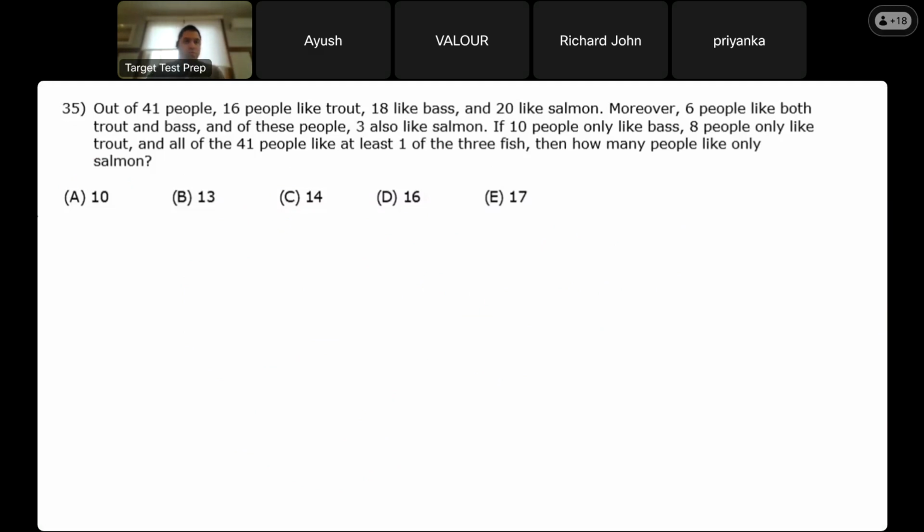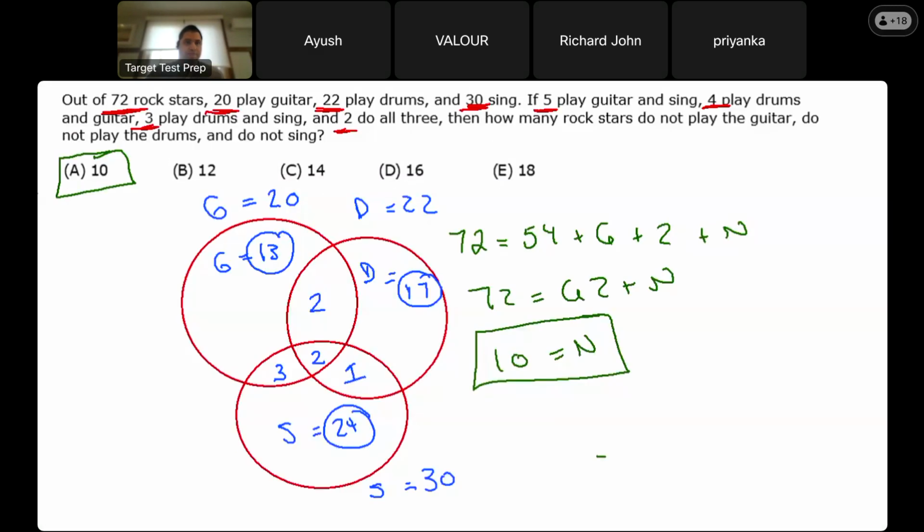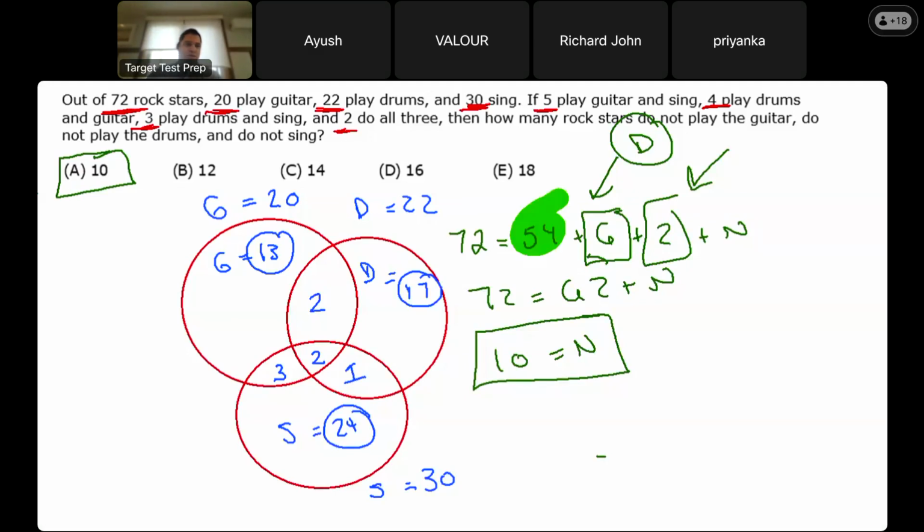Six and two, that's the sum of the doubles. So 2 plus 3 plus 1, and that's the triple. So basically, if we were to color code this with highlights, this is the sum of the onlys. This is the sum of the doubles.